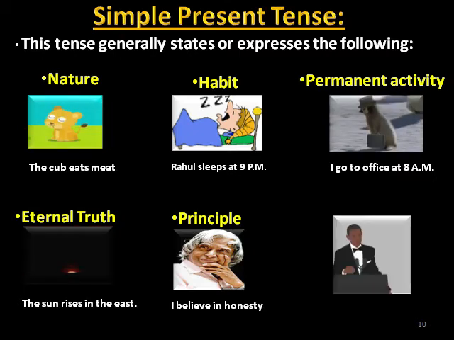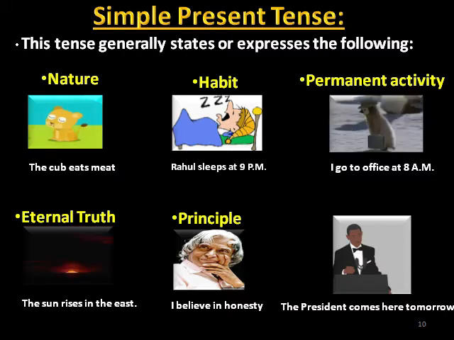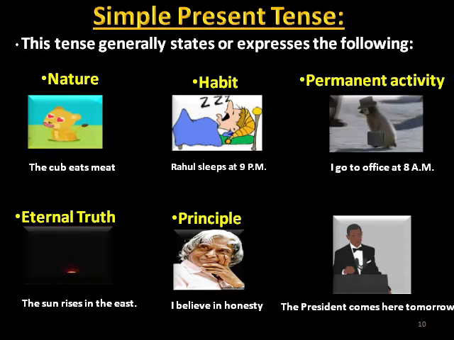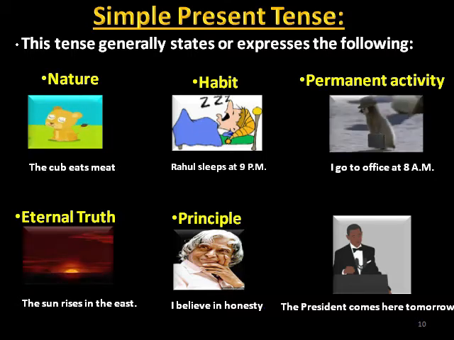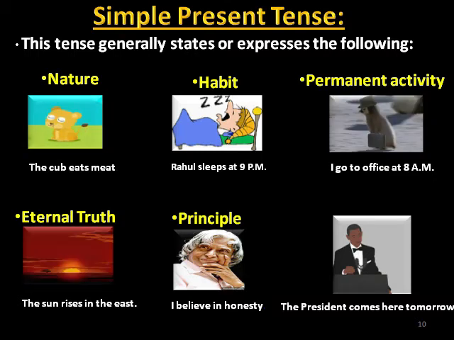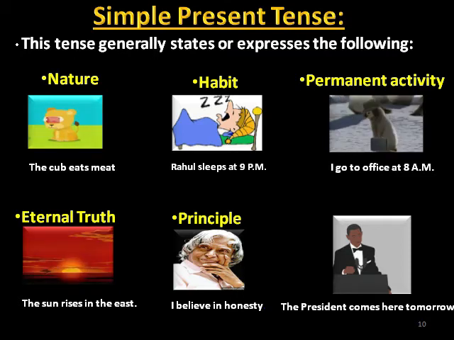And number six is a pre-planned action for the future time, but an adverb of time has to be there in the sentence. Now if these conditions are there, then we will use simple present tense. And if any statement has these conditions, then we can identify that this statement is written in simple present tense.